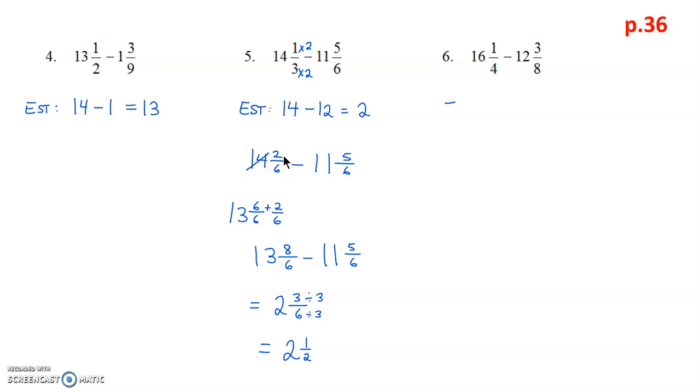For number 6, let's just do the estimate. You can see that they're unlike fractions, so they will need to change. But if we want to look at the rounded values, 16 1/4 rounds to 16, and 12 3/8 rounds to 12. So our answer is going to be close to 4.